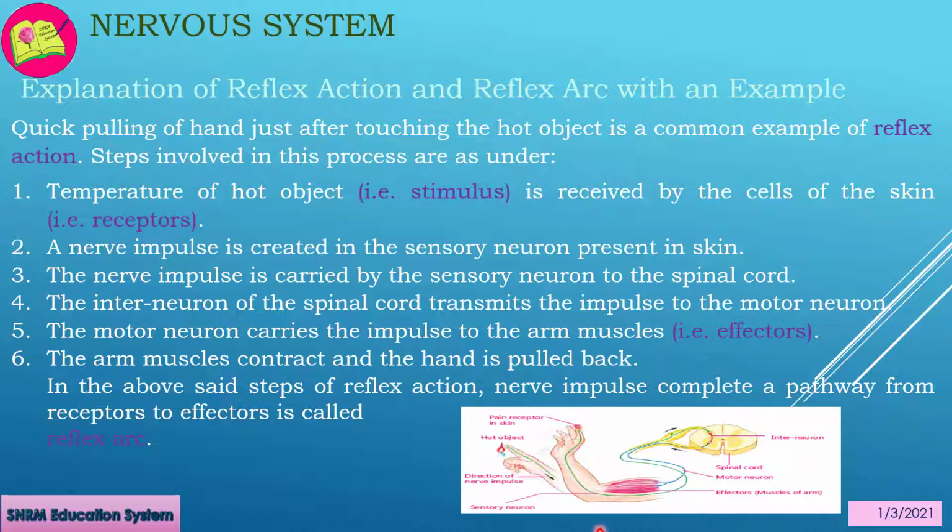Dear students, here a question arises: what is the difference between reflex actions and involuntary actions? The answer is that all reflex actions are involuntary, but all involuntary actions are not reflex actions. Involuntary actions involve the unconscious part of the brain that carries out those actions, whereas reflex action pathways go directly through the spinal cord and do not involve any part of the brain.